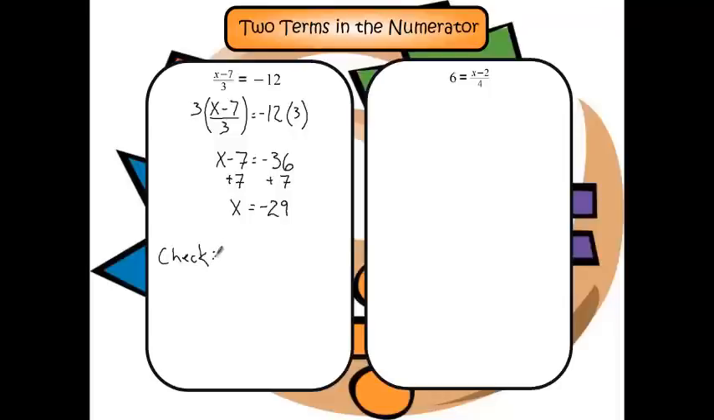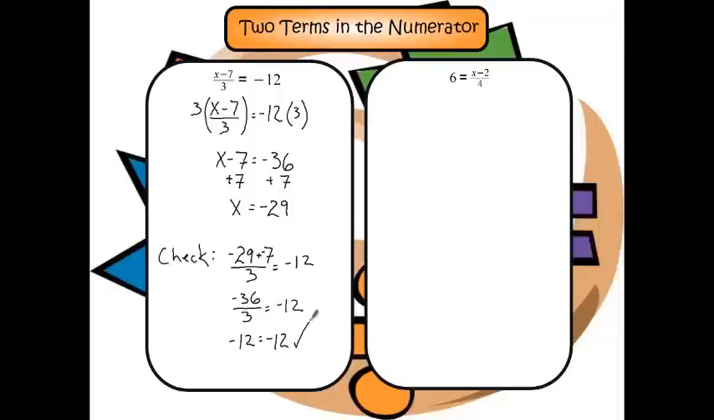I take the negative 29, I put it in for x in the original equation. Negative 29 minus 7 is the same thing as negative 29 plus a negative 7. So that's negative 36 divided by 3 equals negative 12. And that is true. Negative 36 divided by 3 is negative 12. So this checks.